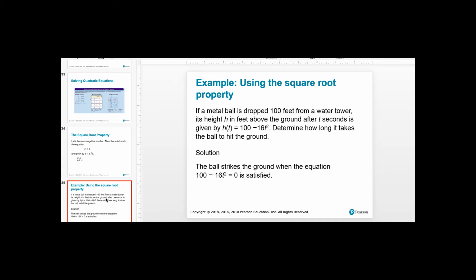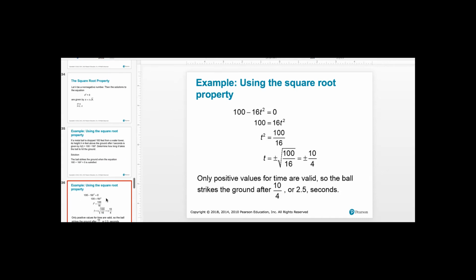Now again, you've got to isolate the t squared first. In order to do that, we perform some algebra. In this case we added 16t squared to each side, then divide both sides by 16. Now at this point, notice that the t squared is isolated. So we can take the square root of both sides, but we also have to put the plus or minus in front of it. And then we get two solutions, plus 10/4 and negative 10/4.